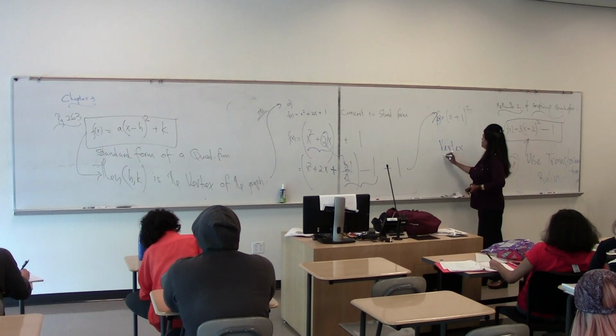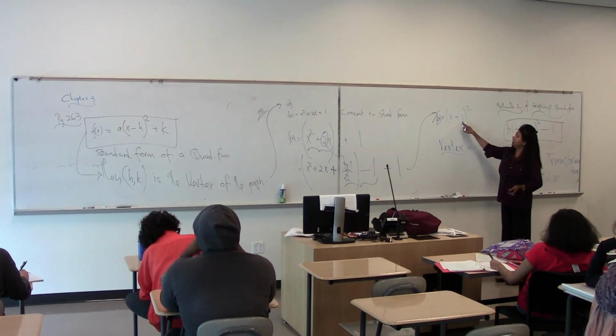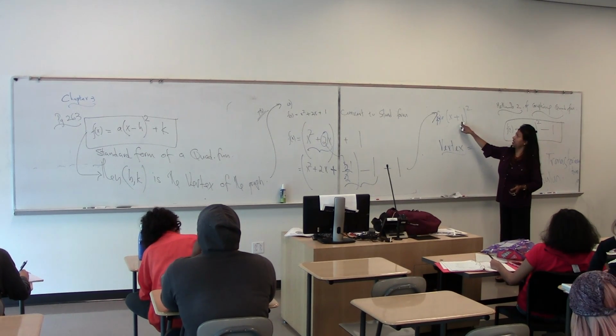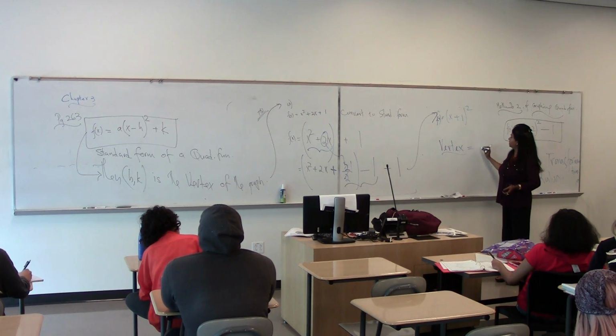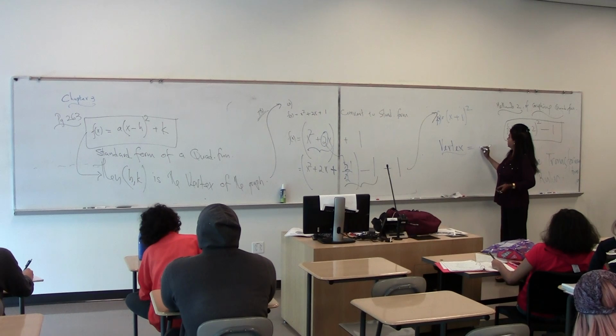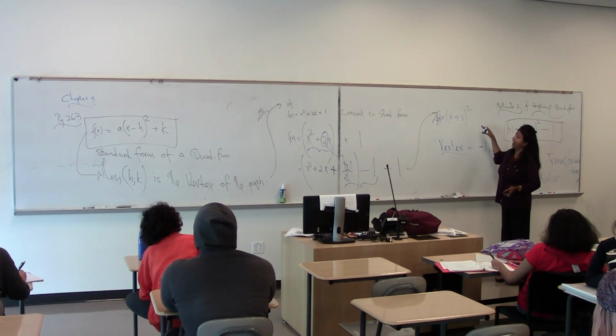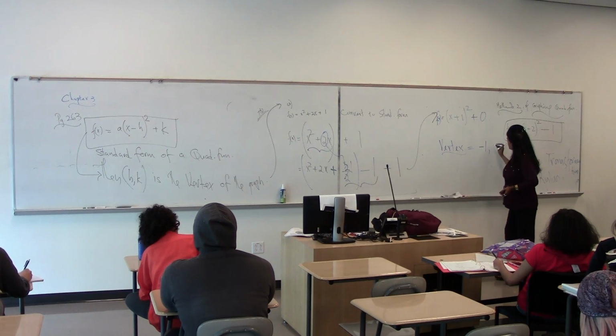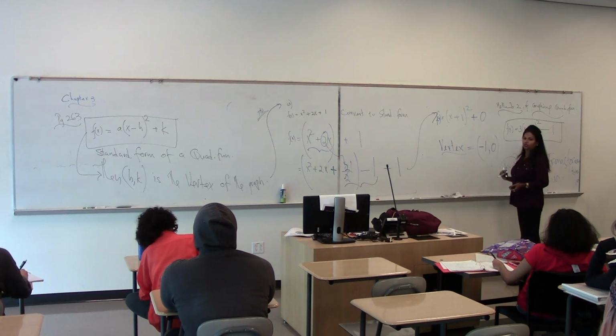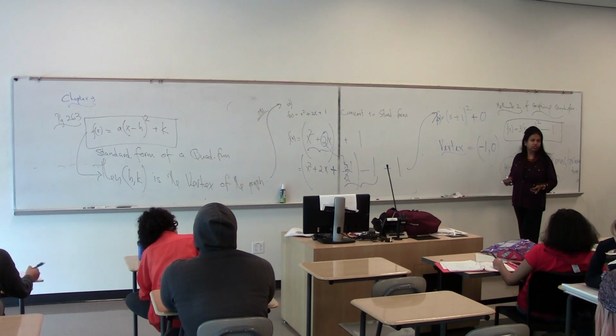Just write the vertex. What is negative h here? Negative 1, h is negative 1. What is k? k is 0, this is plus 0. So k is 0. So this is the vertex. You see that? Question? Riba?